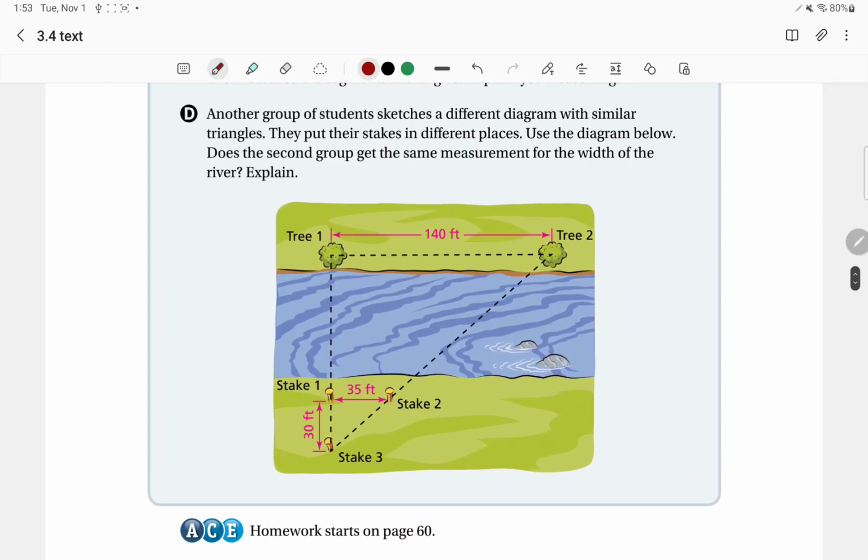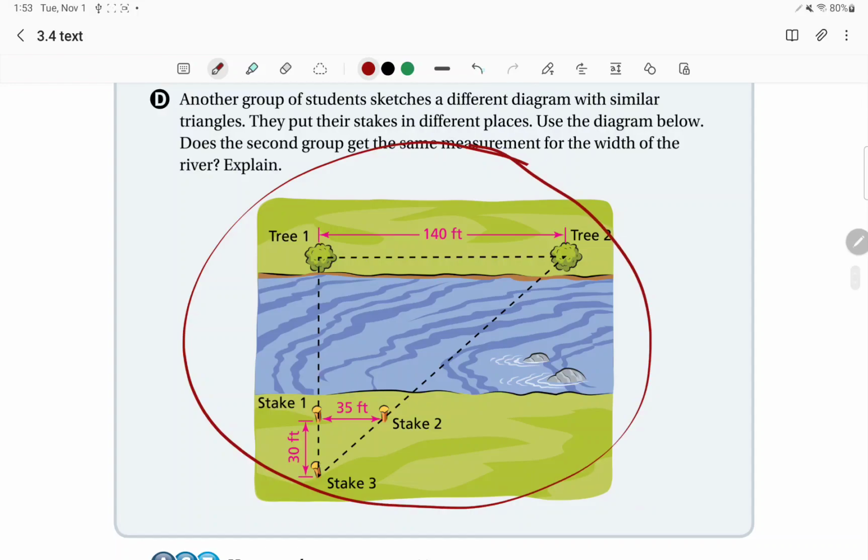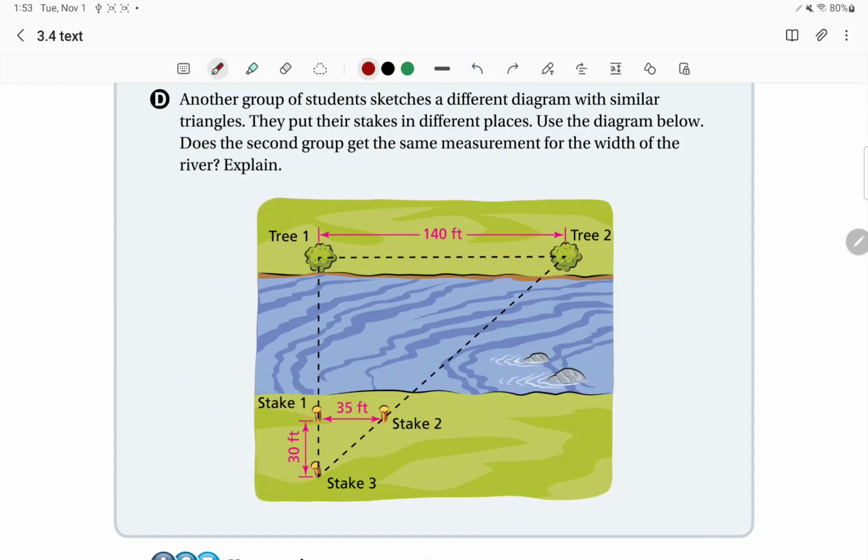And on the last one, this is the other part of your lab sheet. The bottom part of your lab sheet, you have this diagram right here. Another group of students sketches a different diagram with similar triangles. They put their stakes in different places. Use the diagram below. Does the second group get the same measurement? So what do you think? We're going to see if we can get the same measurements or if they get different measurements.